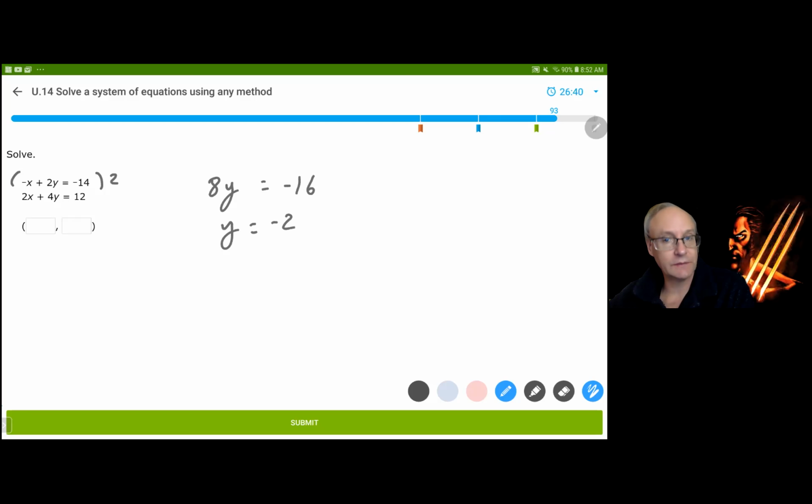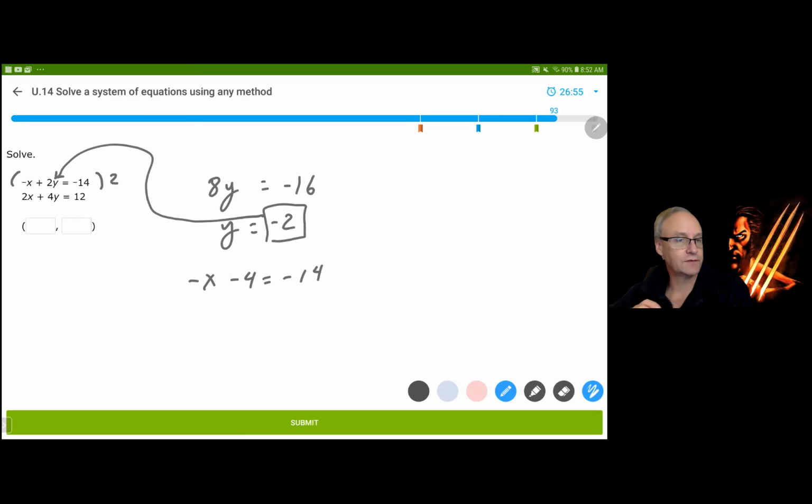And I still need to substitute it into the second equation or the bottom one. It doesn't matter. I'm going to put it in the top equation. -4 equals -14. I just put this -2 right there, just in case you're wondering what I did. That's going to add 4, and then I'm going to get x equals 10. I did 2 steps in one.